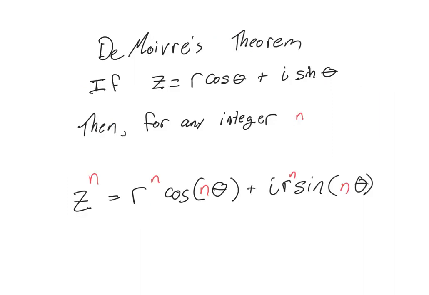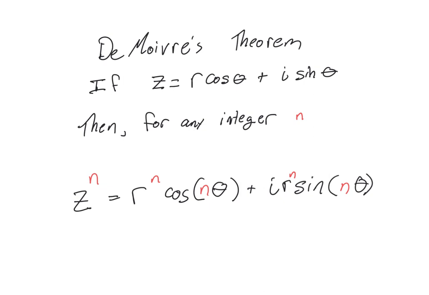I don't even know how to pronounce his name. De Moivre, he's French. So if you know French, pronounce that out for me, but that's as close as I'm going to get. So his theorem is this: if z is this, then for any integer n, integer, remember, is a positive or negative whole number value, z to the n is r to the n cosine of n theta plus i r to the n sine of n theta.